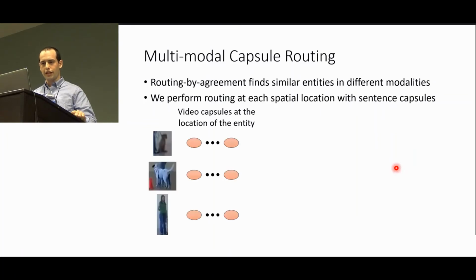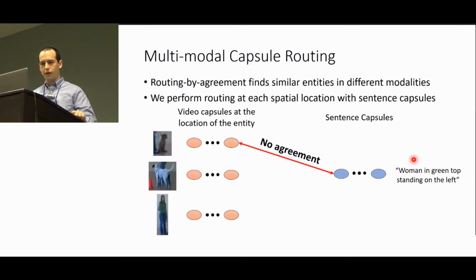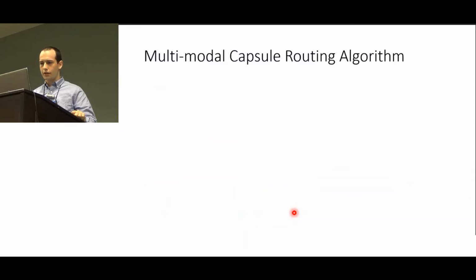So we have those capsules at those visual positions, the sentence capsules, and then when we do routing by agreement, we would find when these are routed, there would be no agreement. When these are routed, there would be no agreement. But then when the same entities are present in both, we would find agreement. So the output of the routing would be capsules with high activations.